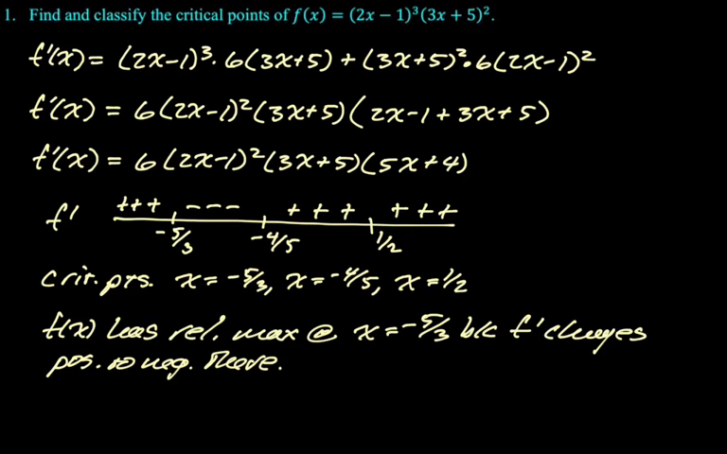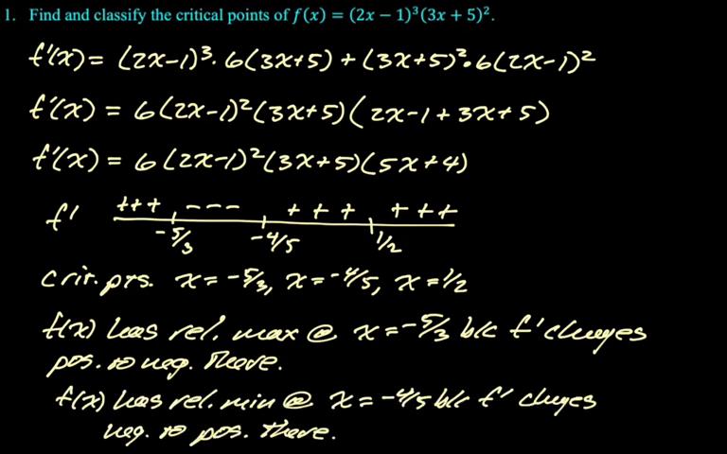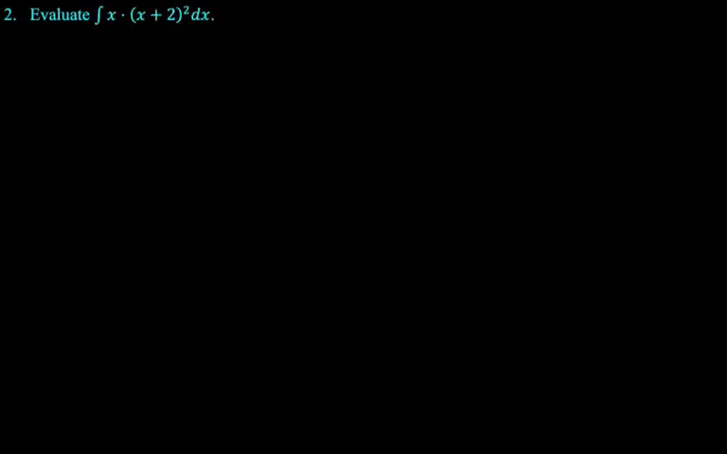And then at x equals negative 4/5, f prime changes negative to positive. That's going to be a relative minimum. So let's write that one down. So we have our relative minimum at negative 4/5 because f prime changes negative to positive. At x equals 1/2, you do not have a sign change in the first derivative. So although it is a critical point, it's not a relative max or min, so we don't really say anything about it. All right, next problem.